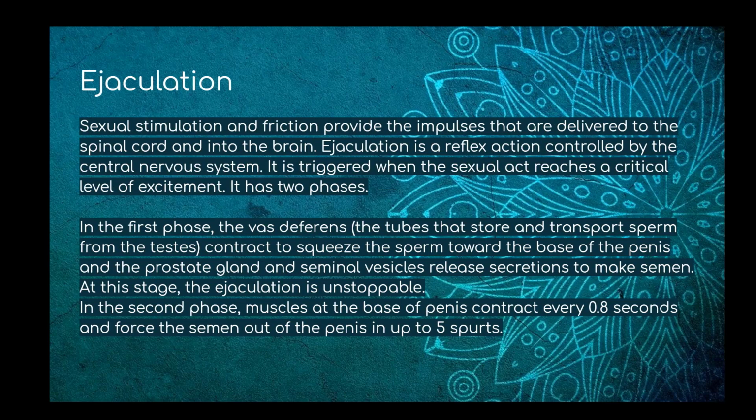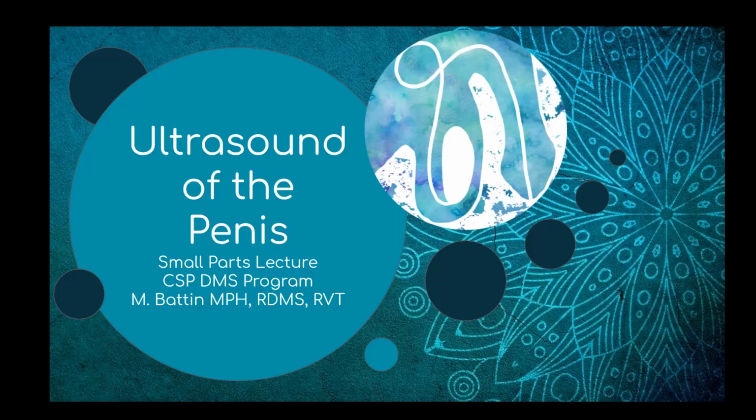The other job of the penis once it's erect is then to ejaculate, and we talked about the path that the sperm and then semen takes. The prostate is basically this kind of ball of muscle that helps propel the semen out of the penis. And that's it. All right, ultrasound of the penis.